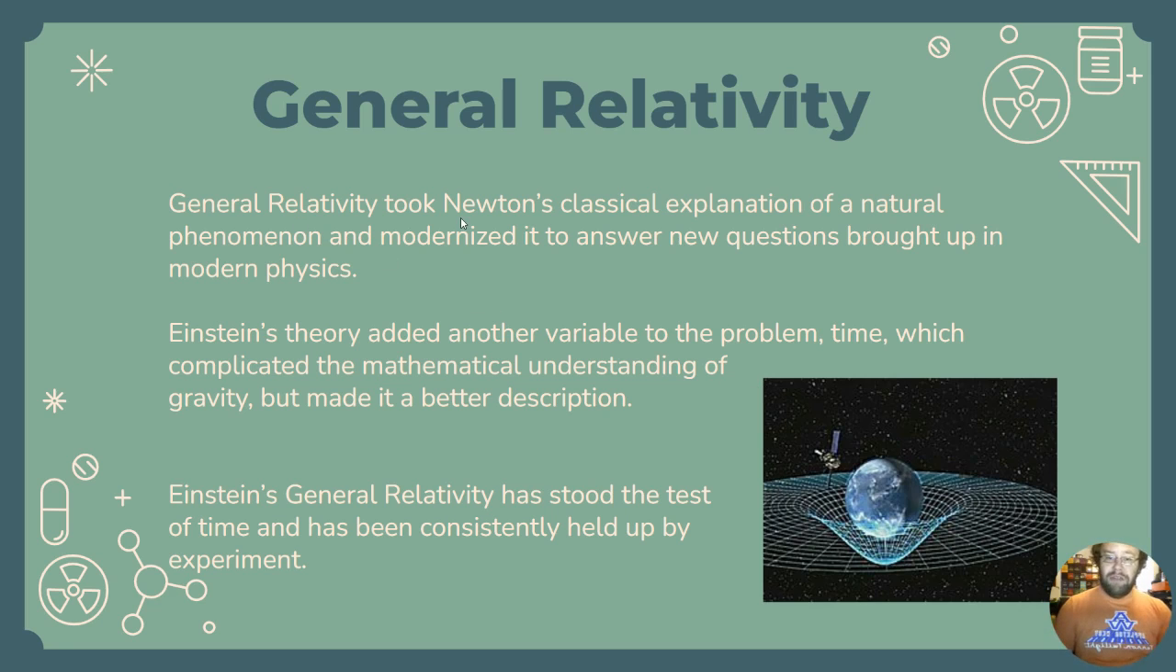So general relativity, right, took this classical explanation and modernized it to answer these new questions that were brought up in modern physics. Einstein's theory added another variable, time, which complicated the math. Right now you have to use calculus to do this sort of thing. And Einstein's general relativity has stood the test of time and has been consistently held up by experiments. So we know through many experiments that what Einstein was talking about passes based on physical phenomena. So right, our observations match what he was saying.